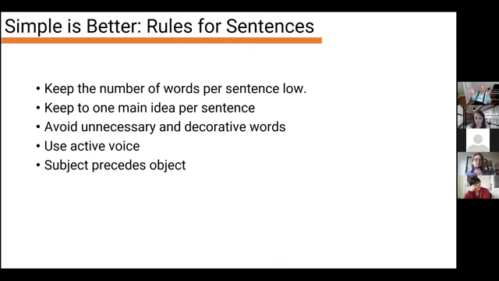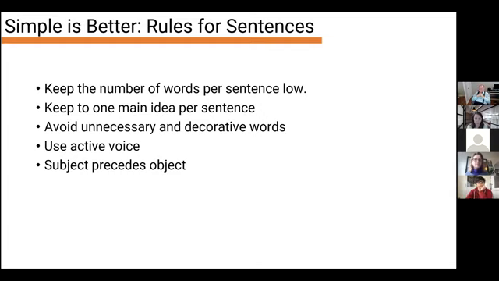So I want to now turn to how do you go around writing sentences? Okay, simple is better. So here are some rules for writing sentences. Keep the number of words per sentence low. Do not write long sentences on the web. Generally, keep to one main idea per sentence. Now, that doesn't mean you can't use conjunctions like and or but, it means don't shift the idea.